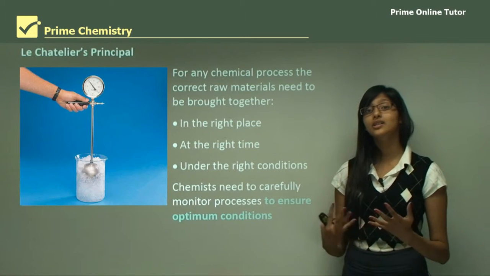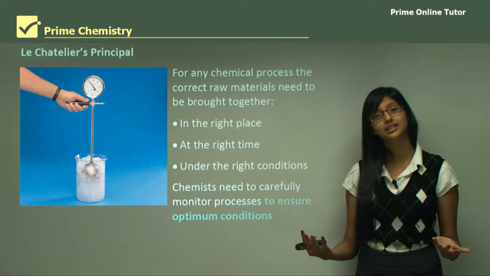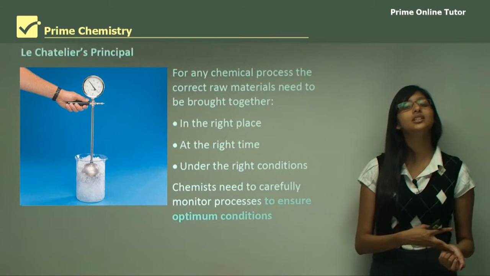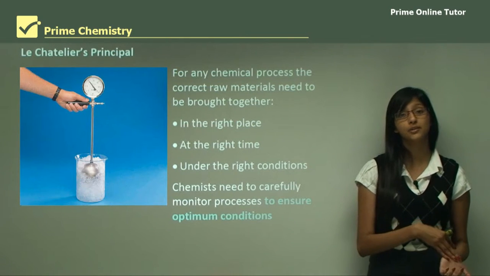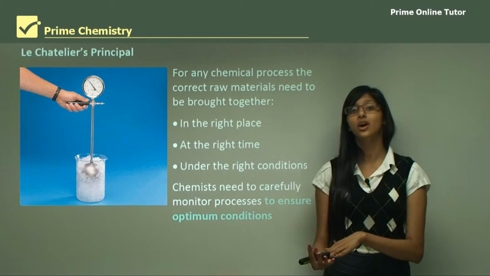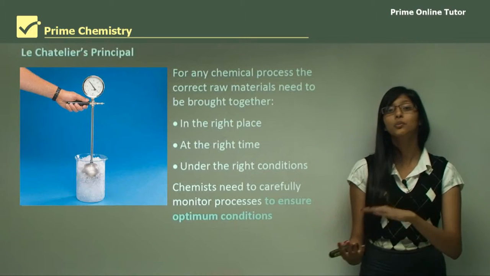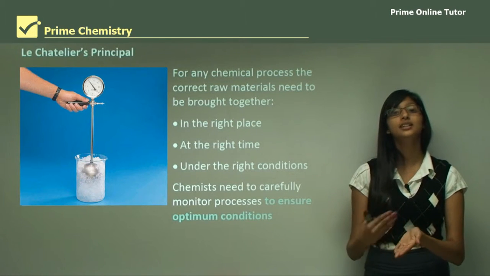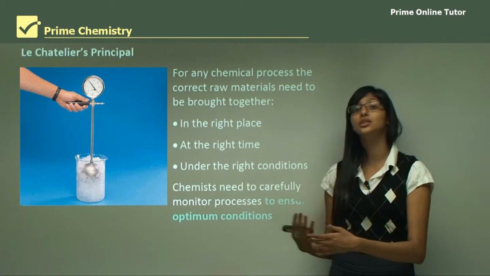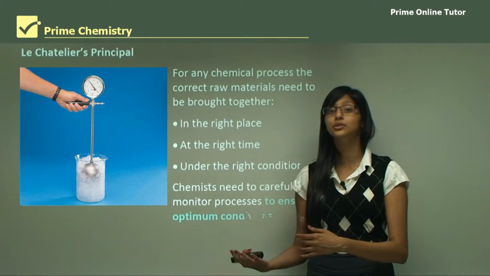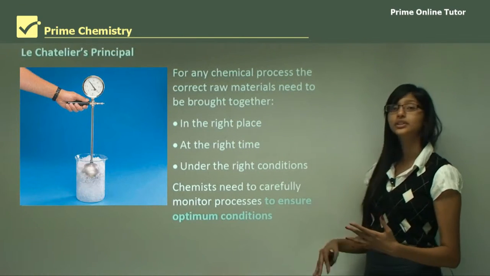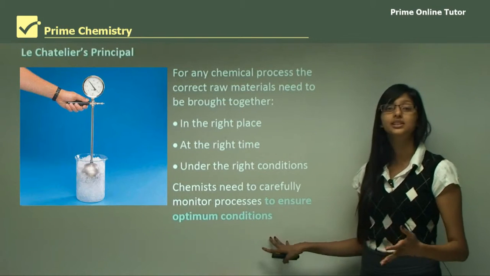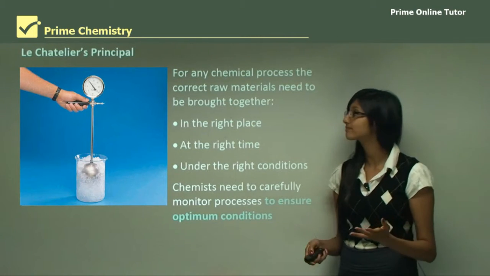We already saw that in a combustion reaction, the amount of oxygen determines the amount of carbon dioxide formed. So if we reduce the amount of oxygen, the amount of carbon dioxide, which is the product we want, will also be reduced because some of it will be converted to carbon monoxide and carbon soot, and we don't want that. Hence, it's very important to ensure that the optimum conditions for a reaction are met.